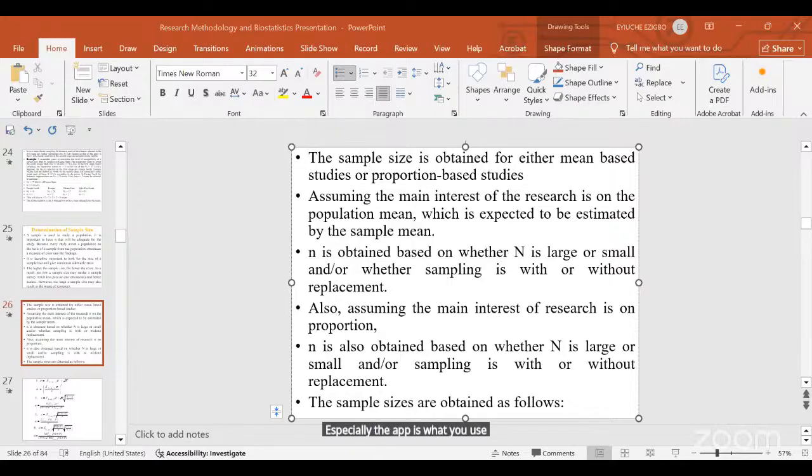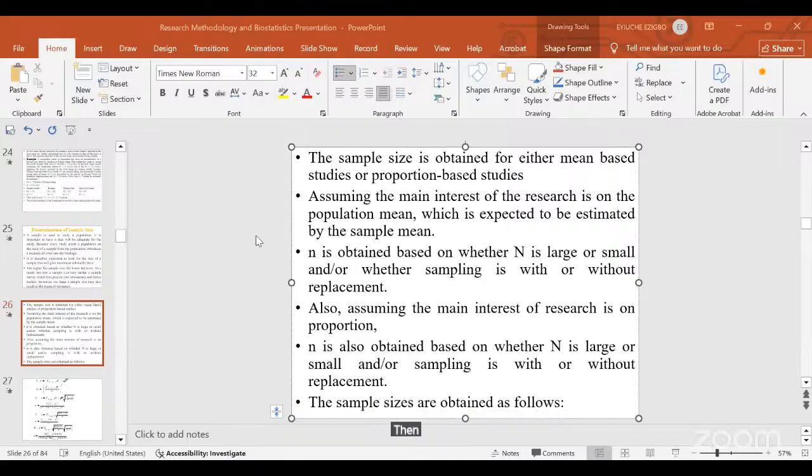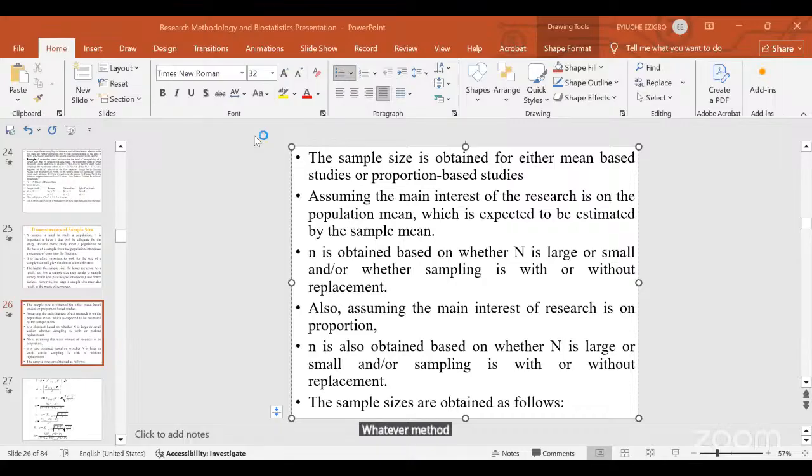There are equally some persons who have used simple percentage to arrive at the sample size they are using. But while reporting, they will begin to search through the literature and they will see one complicated formula. And they will just carry that formula and put it in their work, and then continue to adjust until it arrives at the sample size they have chosen to use. It is equally academic fraud. Whatever method you have chosen to use, say that this is what you have used.